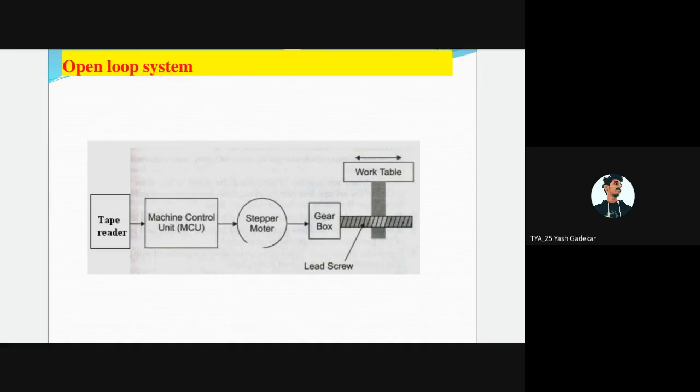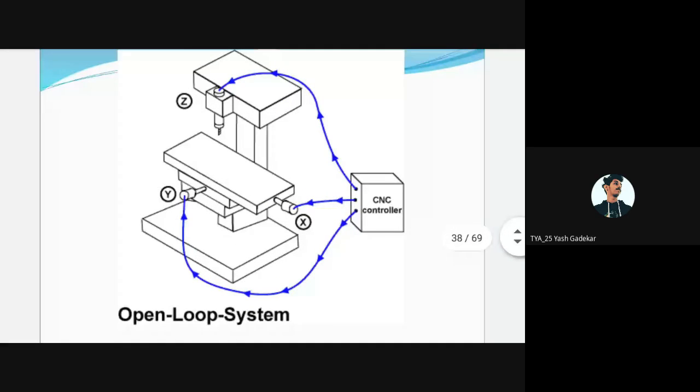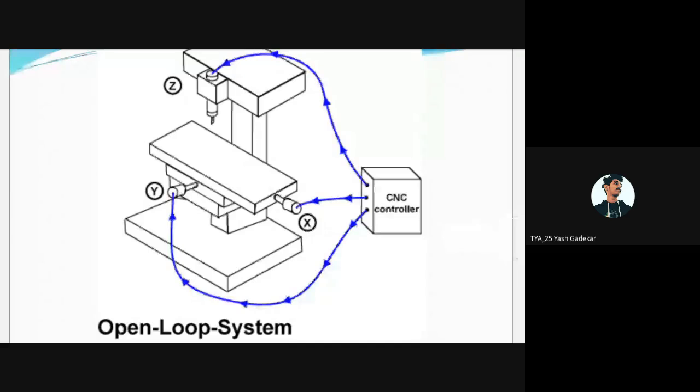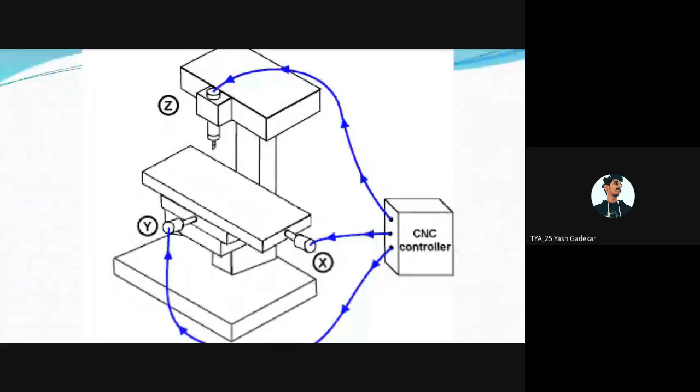Now here no feedback is available. Whatever the program we have given, that program only will be followed by the machine. This is nothing but the open loop system. Now suppose this is a construction. This is a CNC controller or whatever the NC machine controller. After that the machine working is there. This is the machine process, for example milling. A milling machine is there, or you may say a drilling machine.